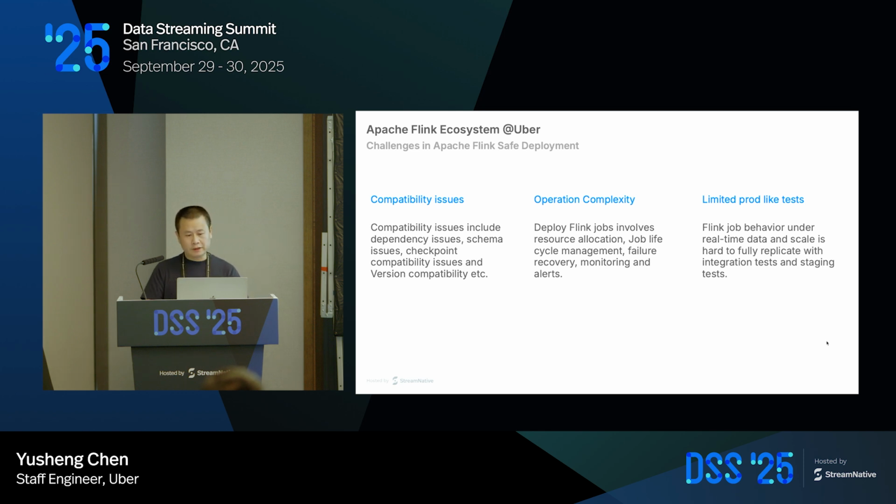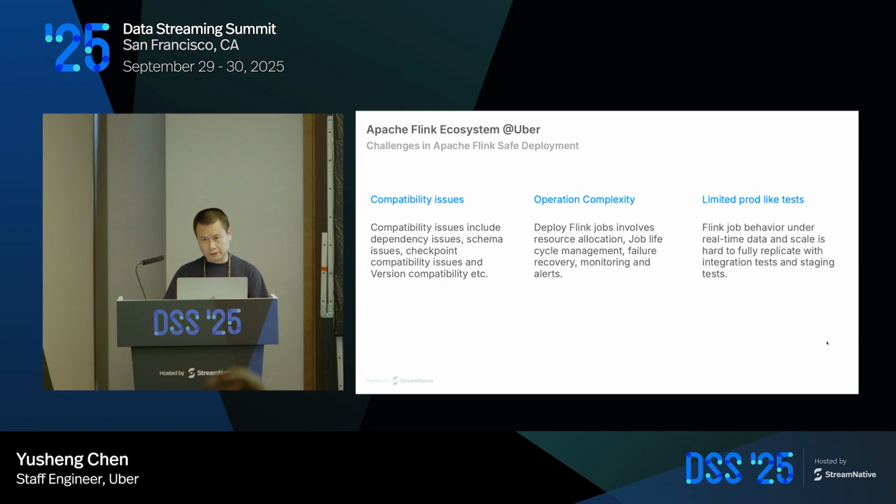Another one is operation complexity. Deploying a Flink job involves many systems, from the infrastructure to the deploy system itself, to the checkpoint, to the storage, to the upstream dependencies and downstream dependencies. So we have to do a lot of operations to make sure that the deployment is successful.